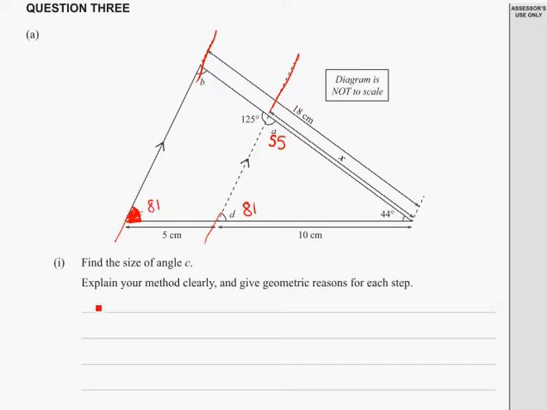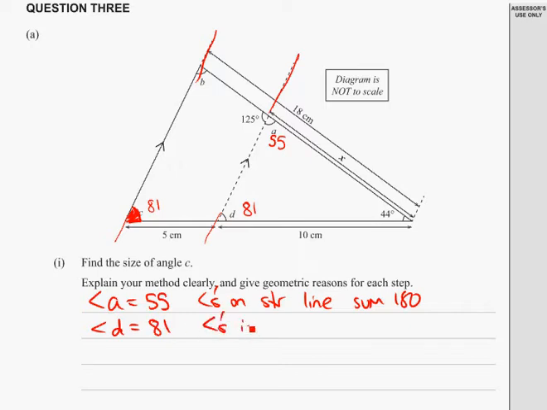So I started by finding angle A equals 55, and that was angles on a straight line sum 180. Right, finding angle D using angles in a triangle will be 81. And then of course corresponding angles down the bottom here. So finding angle C equals 81 as well, and that was using corresponding angles in parallel lines are equal.